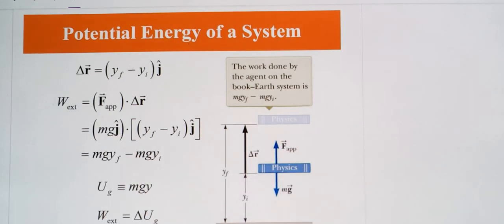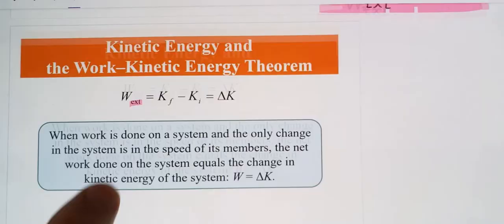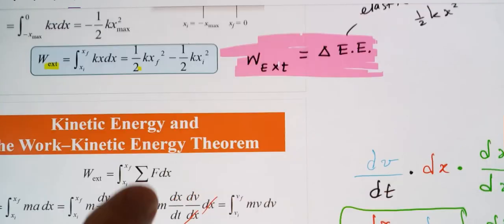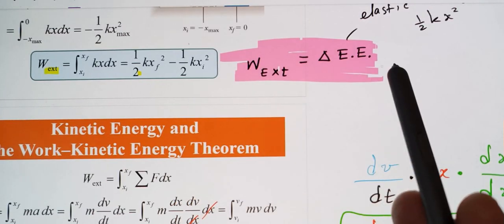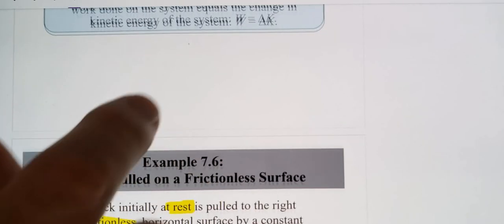Okay, so we covered the first relation. We said in the first part, we defined work as a change in kinetic energy. We defined work as a change in elastic energy. And we ran out of time, it's already 12:15. So we stop here.